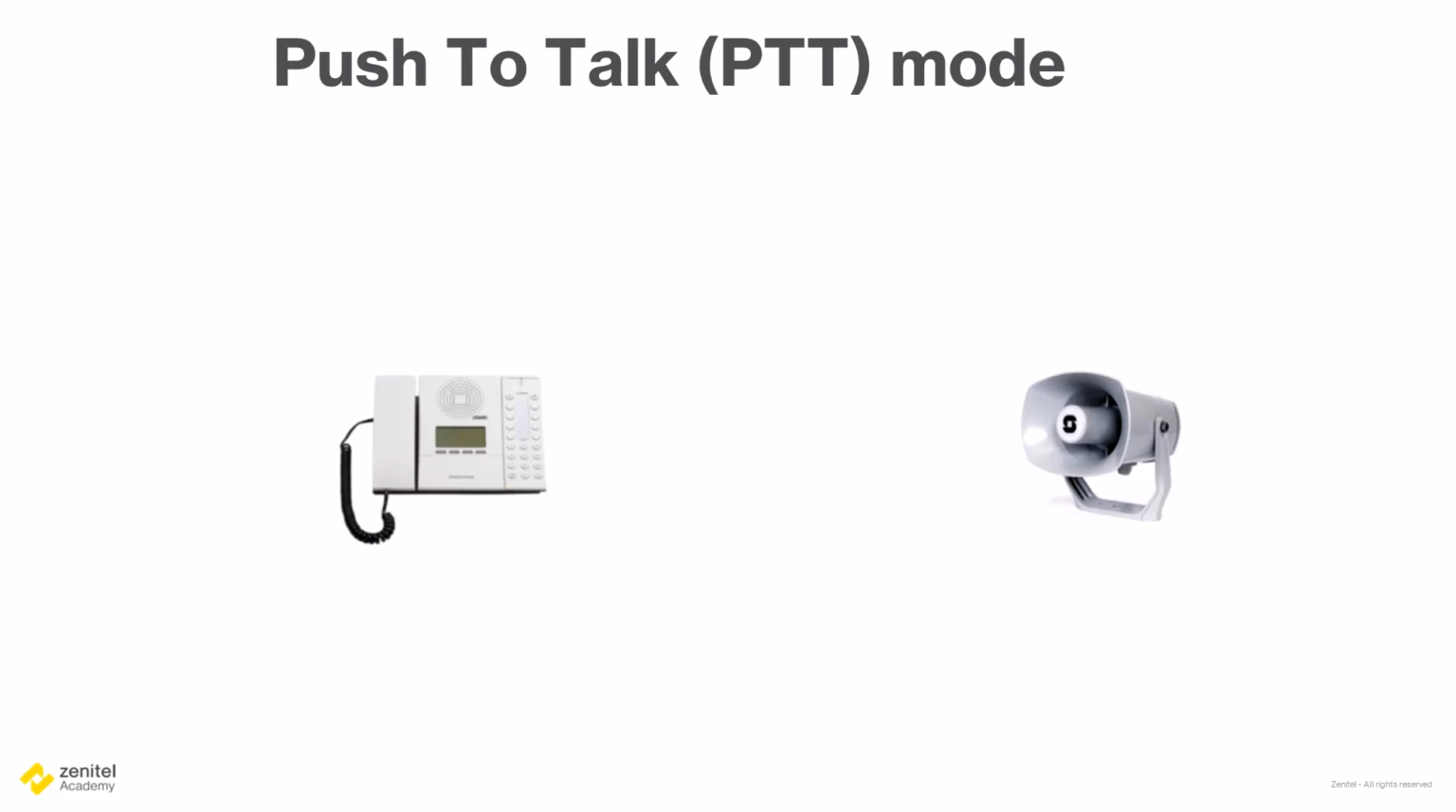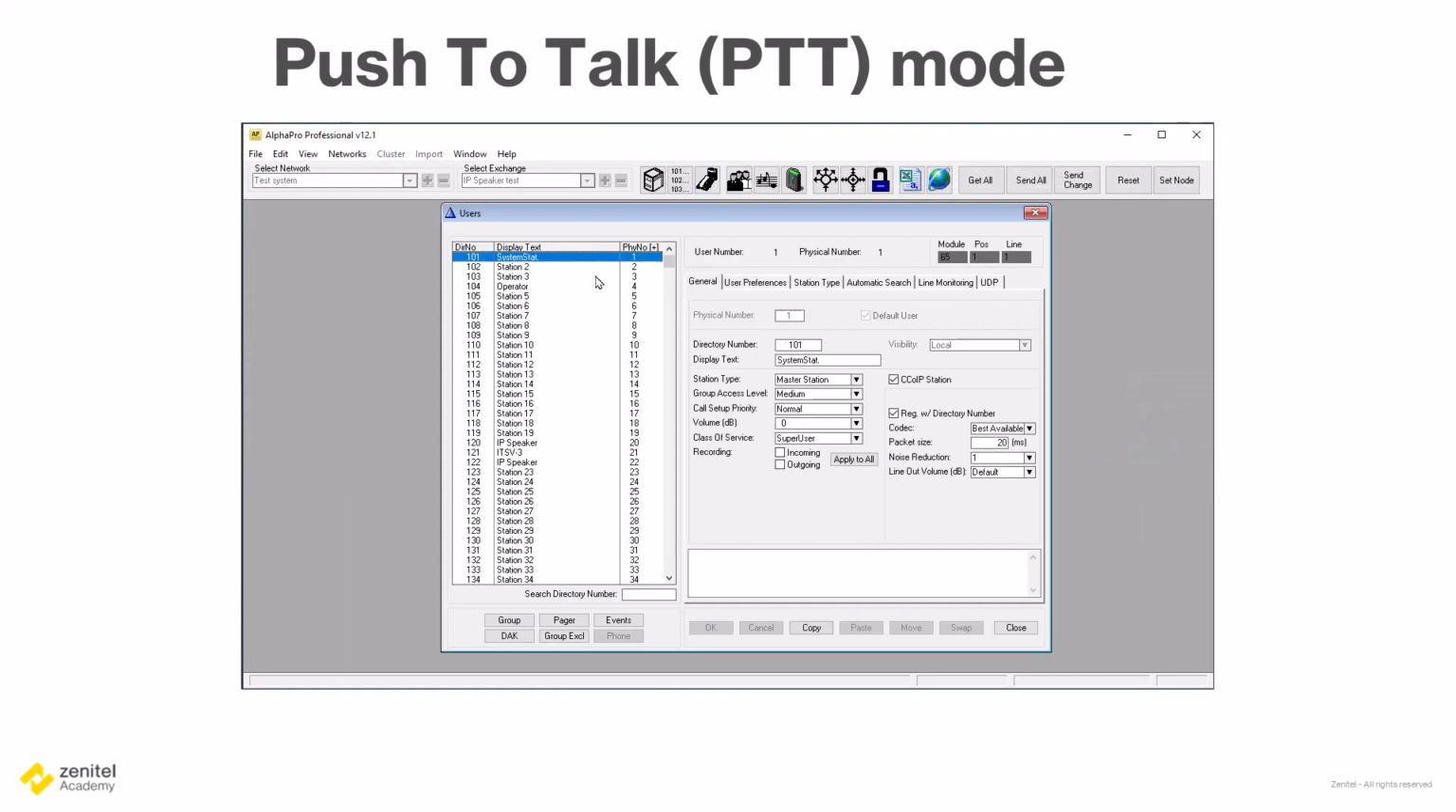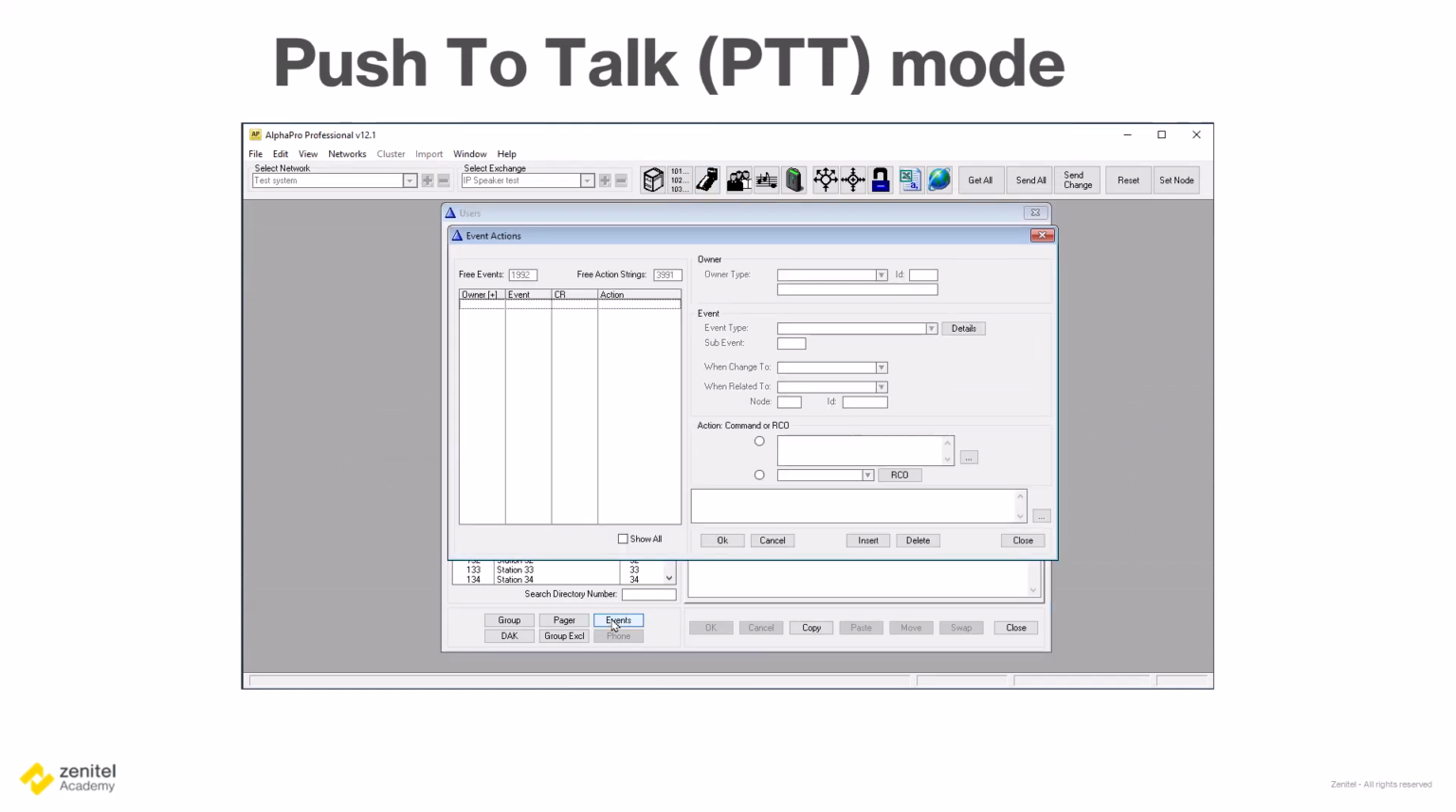If the IP speaker is used in ICX Alpha COM mode, this press to talk function must be configured. Start the Alpha Pro configuration tool, select the IP speaker from the users and stations list box, and select the button, Events. Insert a new event with the following properties.